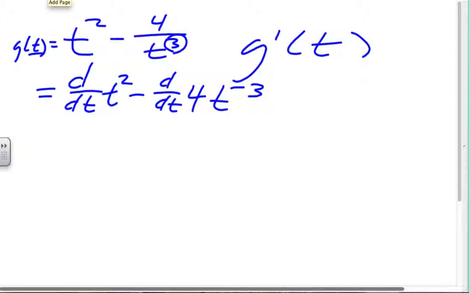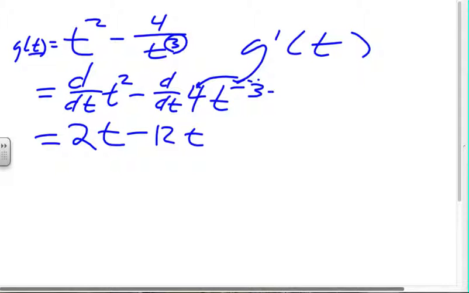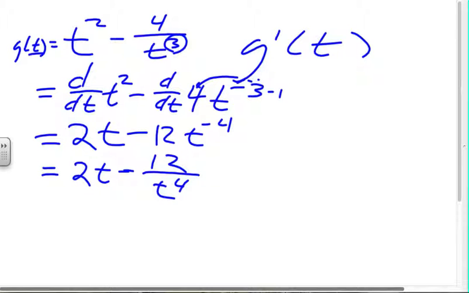Okay, now we just power roll this thing. So that's going to give me 2t minus, multiply these, 12t, subtract 1 to the negative 4th, which is going to be 2t minus 12 over t to the 4th. And that is how you do this one. So don't get lured in by thinking you need a common denominator. You don't in this case. All you have to do is rewrite this term as a rational exponent, and you got it made.